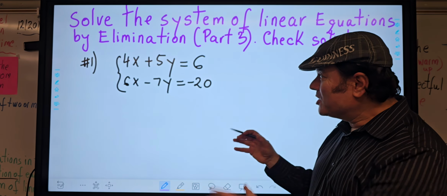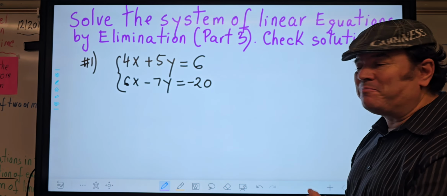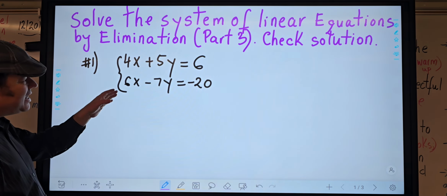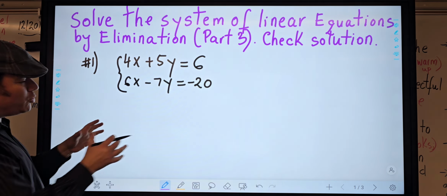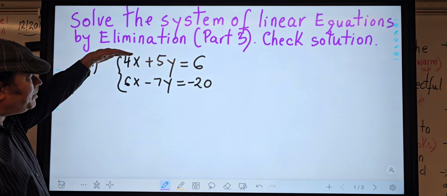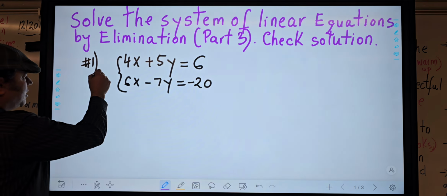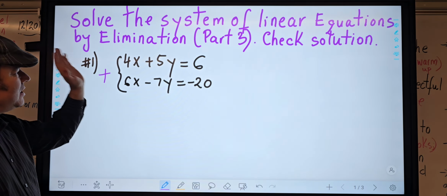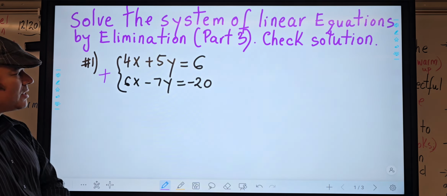Our lesson today will focus on solving a system of linear equations by the elimination method, part 3. If we take a look at this system of linear equations, we have 4x plus 5y equals 6 and 6x minus 7y equals negative 20. If we add the top equation to the bottom equation, we see that we will not be able to cancel either the x or the y.